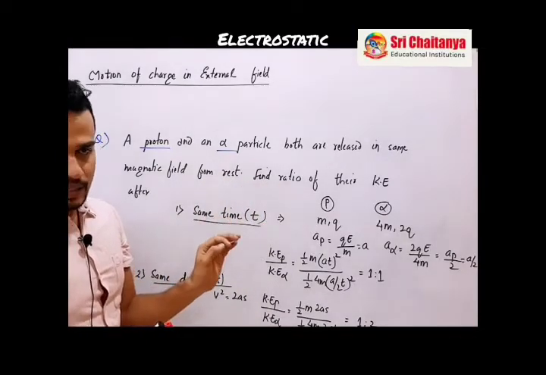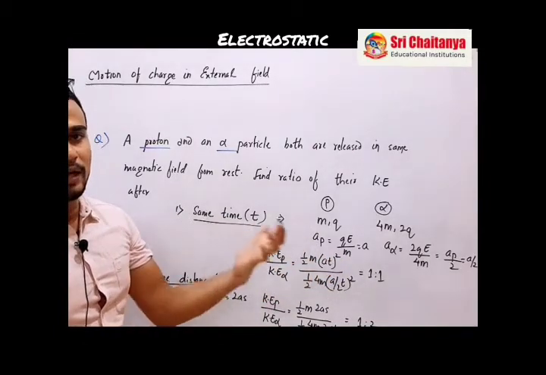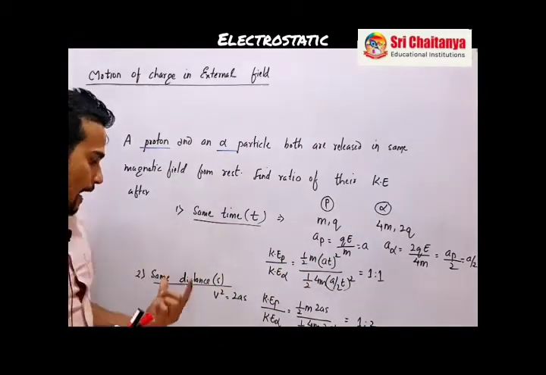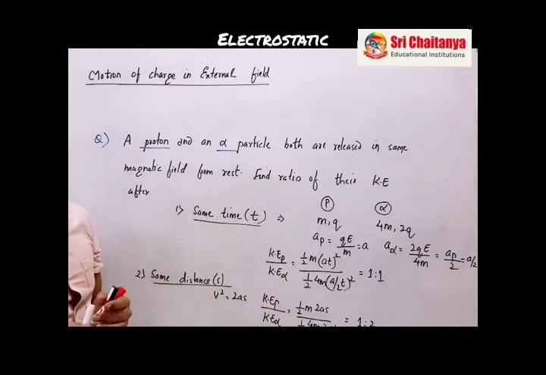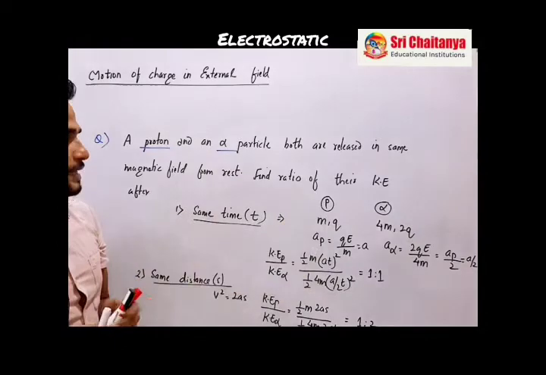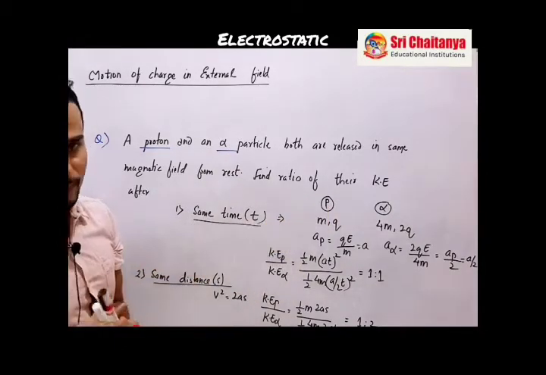Two things can be asked. After same time t, how much kinetic energy they will have? What will be the ratio of their kinetic energy? And after traveling same distance s, what will be the ratio of their kinetic energy? So you can relate very easily from here. And for that you must need to know what is proton and alpha particle.